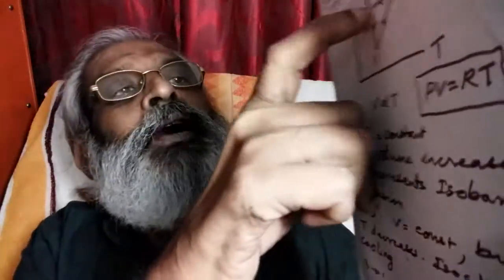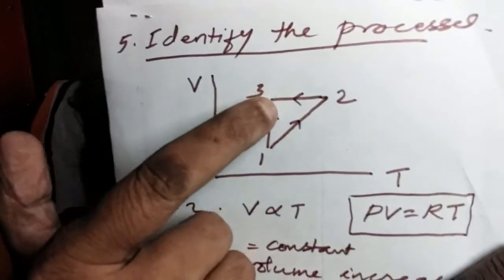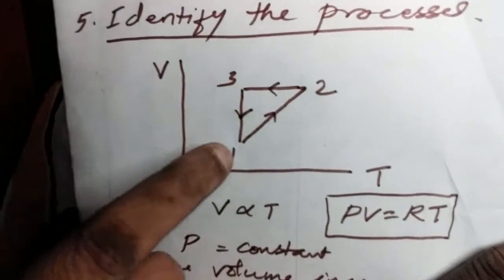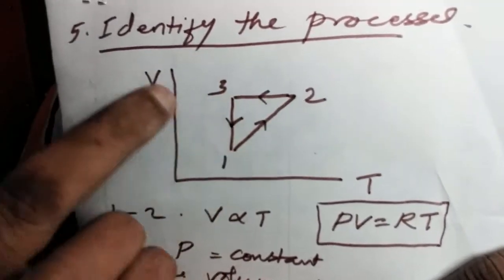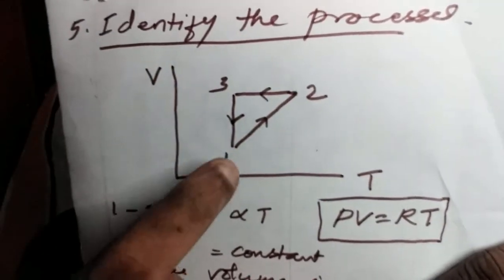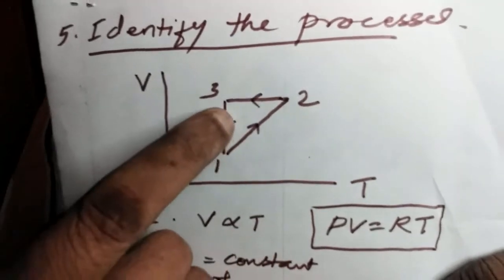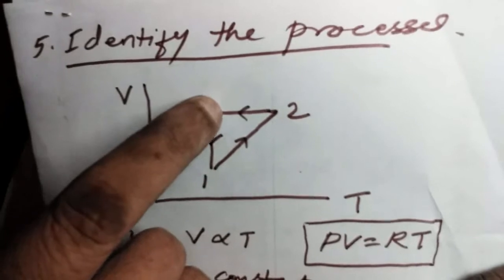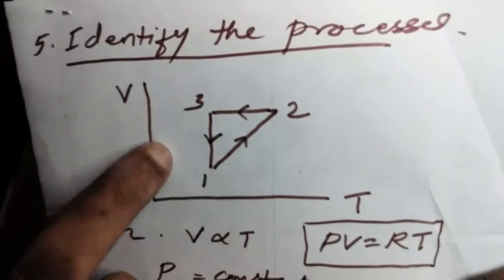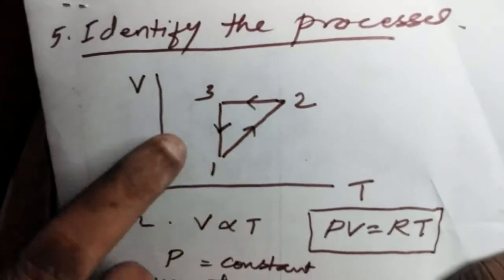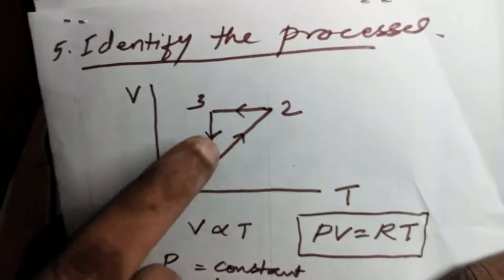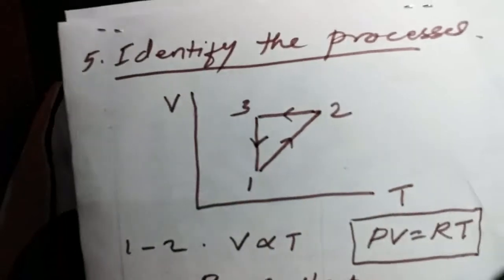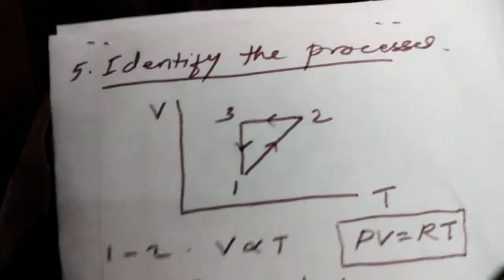Finally, 3 to 1. Here T is constant because the graph is a straight line parallel to the volume axis. T is constant. So this represents an isothermal process. At the same time, volume is decreasing. So this represents isothermal compression. Volume is decreasing. Isothermal compression.